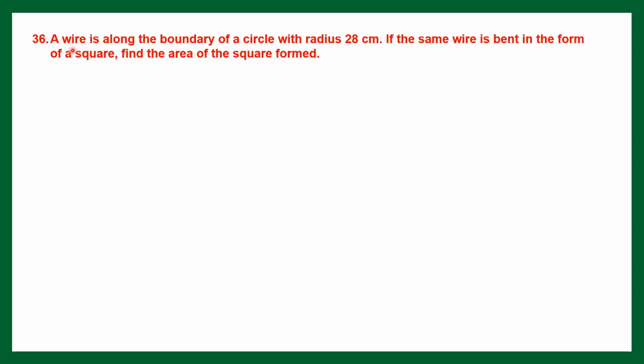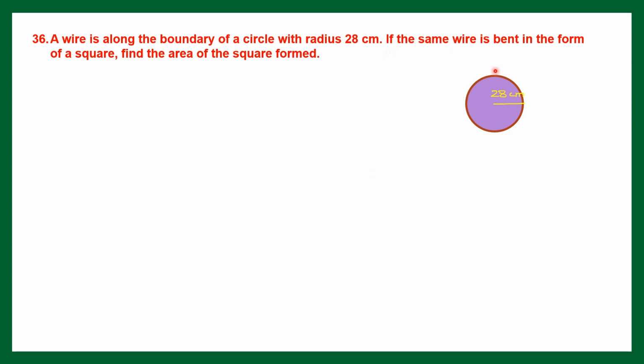Question 36. A wire is along the boundary of a circle with radius 28 centimeters. So let's get that. A wire is along the boundary of a circle with radius 28 centimeters. So that means the radius will be here. This is the radius and it is 28 centimeters. So this is the measurement we've been given. Now let's continue reading the question.